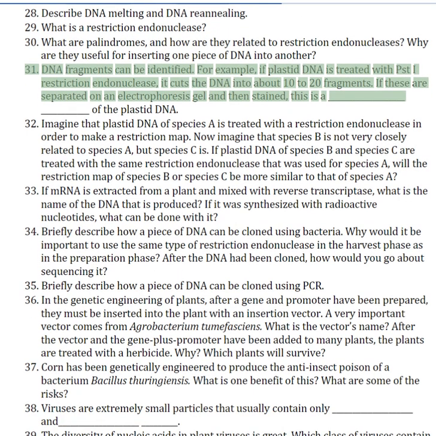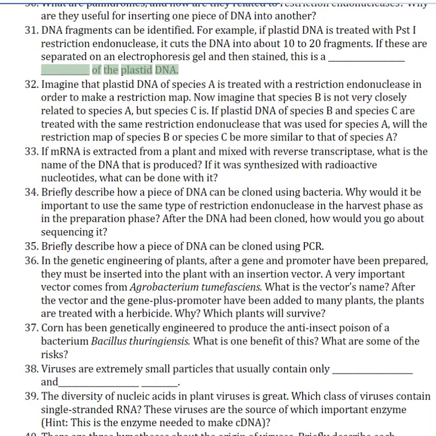31. DNA fragments can be identified. For example, if plastid DNA is treated with PstI restriction endonuclease, it cuts the DNA into about 10 to 20 fragments. If these are separated on an electrophoresis gel and then stained, this is a ___ of the plastid DNA.